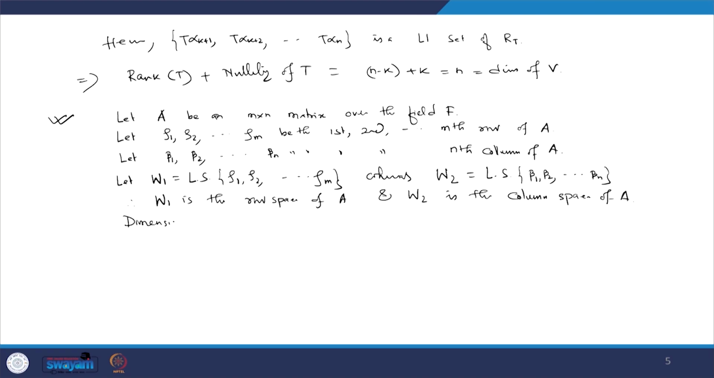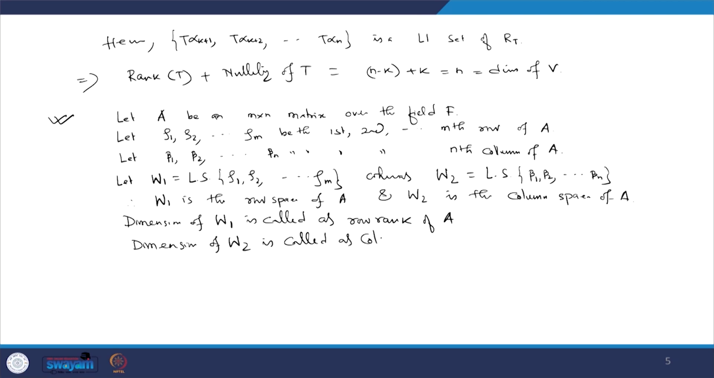Dimension of W 1 is called the row rank of matrix A and dimension of W 2 is called the column rank of matrix A, please. Okay. Then row rank of A is equal to column rank of A.